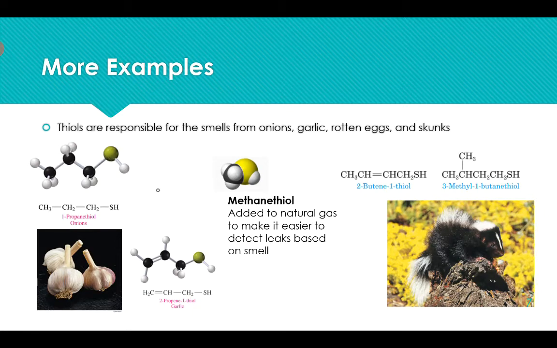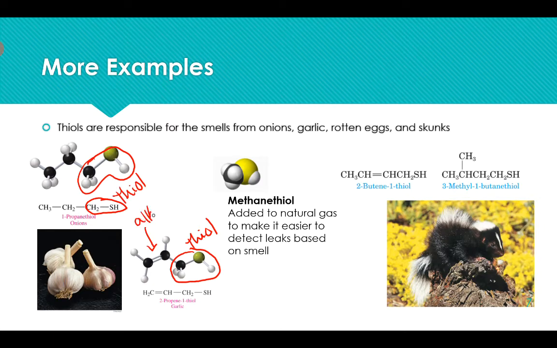Thiols are also responsible for the smells in onions, garlic, rotten eggs, and skunks. They are stinky compounds. So in this molecule that's responsible for onions, you can see the thiol group here. And then for garlic, you can see the thiol. The difference between the onion molecule and the garlic molecule is the presence of this alkene group here. Both have 3 carbons, but this one has an alkene group, and that one's just single bonds.